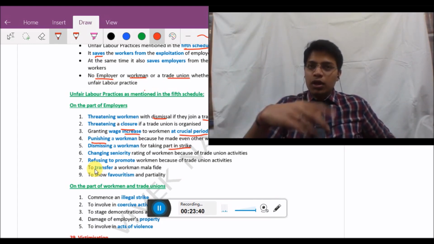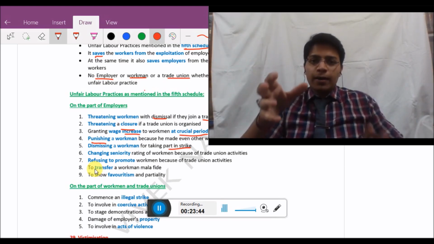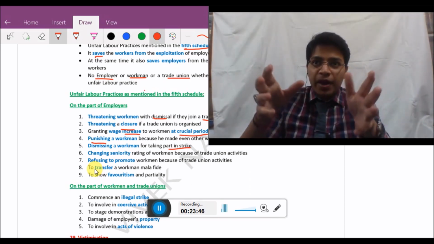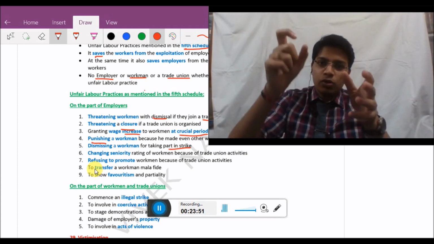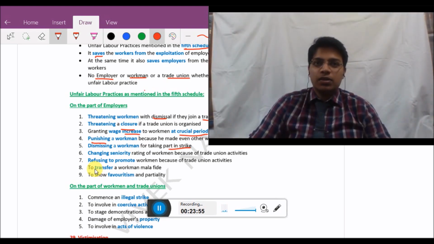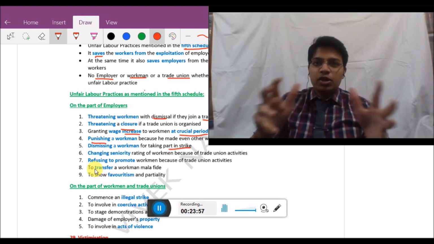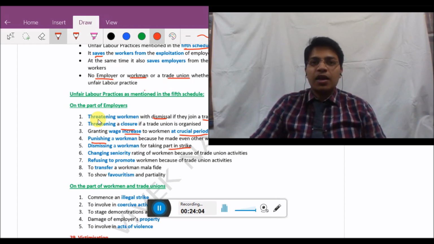So what they do, they look for the workmen who are actively participating and who are the main leaders. They pick up those workmen and transfer them to some other branch or some other state of the business. By this, the entire strength of the trade union gets disturbed. The main leader is gone somewhere. And this is an unfair labor practice.